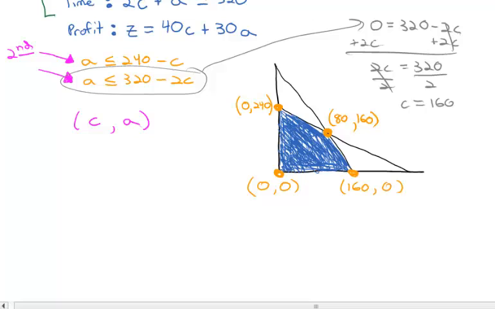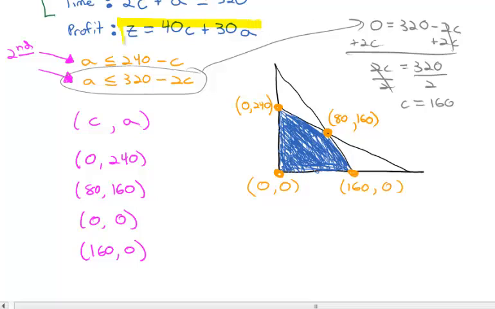And so these are my four possible points: 0, 240; 80, 160; 0, 0; and 160, 0. 4 possible points for my maximum and my minimum. Now the minimum probably is pretty obvious just looking at it. Remember my constraint equation, $40 for every corn and $30 for every oat. If I plant nothing, I'm going to end up with nothing for profit. I'm pretty sure that's not my maximum. So we don't even have to play with that one much.